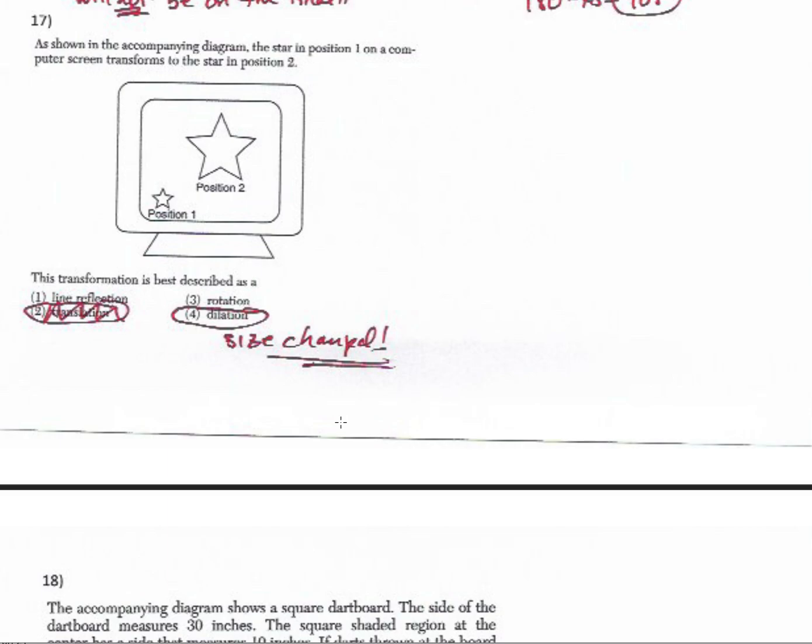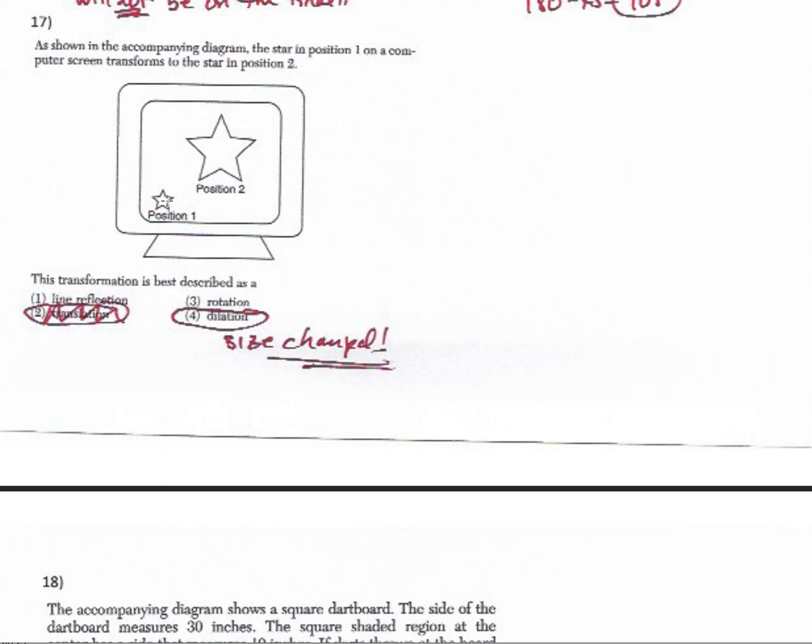Number 17, as shown in the diagram, what do you got going on here? This is a dilation. Look, it's getting bigger.